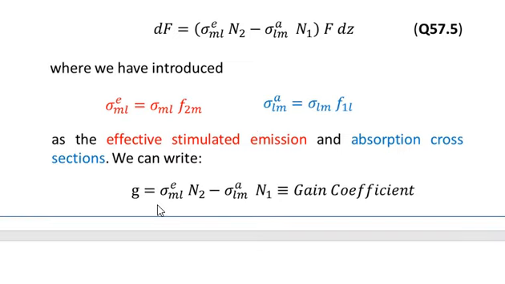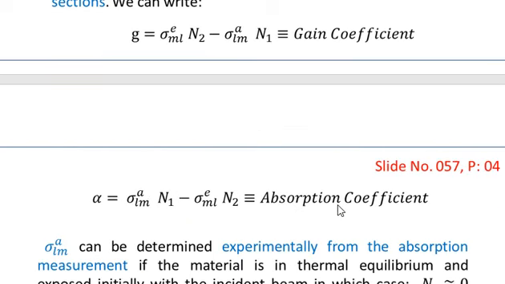So you see that when the first term is greater than the second term, we can write G is equal to sigma MLE into N2 minus sigma LMA into N1. This term G is called the gain coefficient. Similarly, if the other term is greater than the first term, we can write alpha equal to sigma LMA into N1 minus sigma MLE into N2, which is the absorption coefficient.